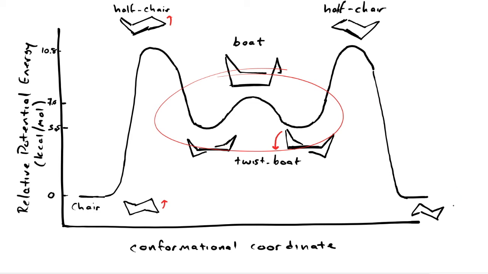So it's not like this is the only process through which this can happen. This whole area that's circled in red can rock back and forth many, many times before going over this hill. So this is our process, and these are the energetics that are involved in the chair flip process.